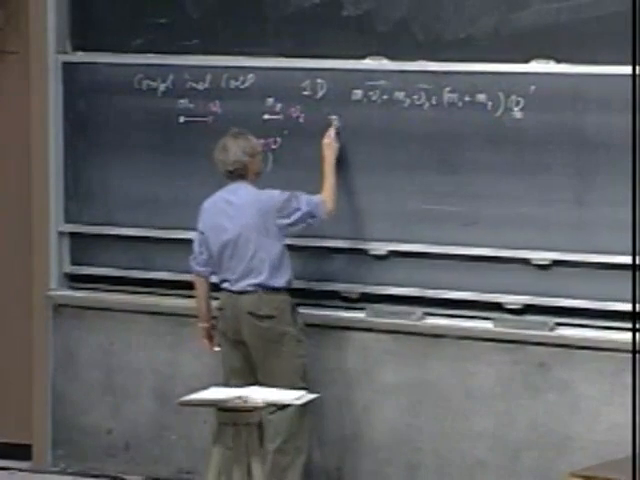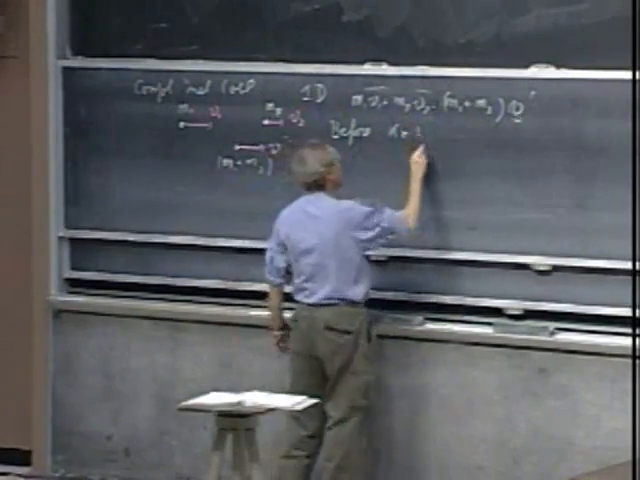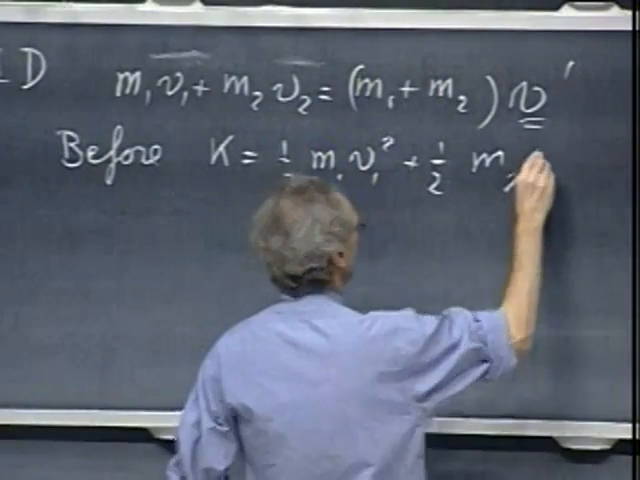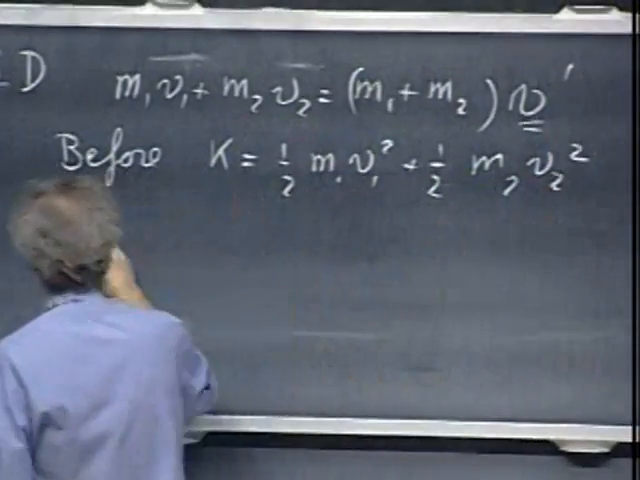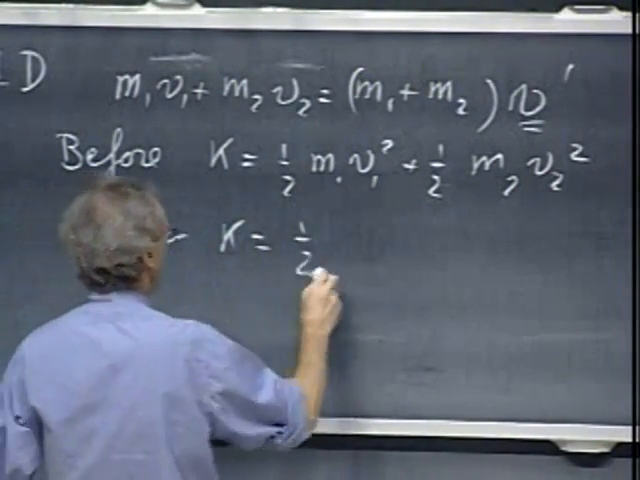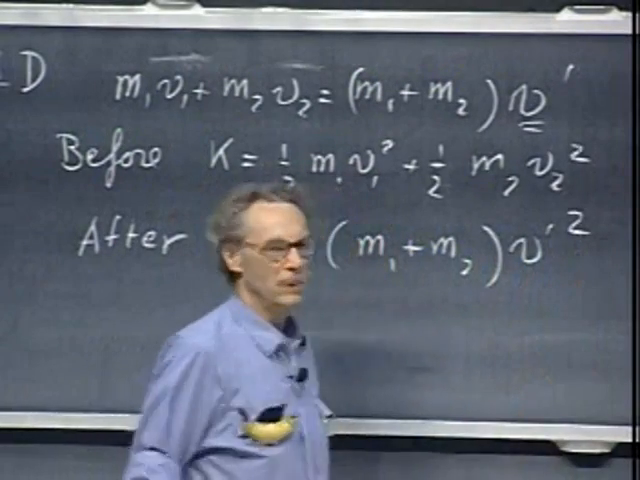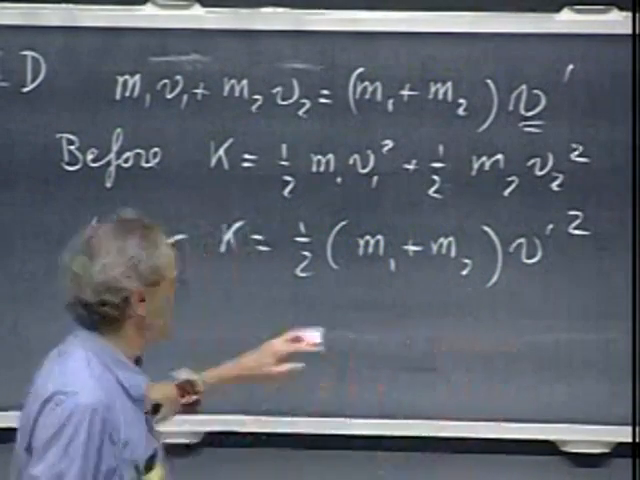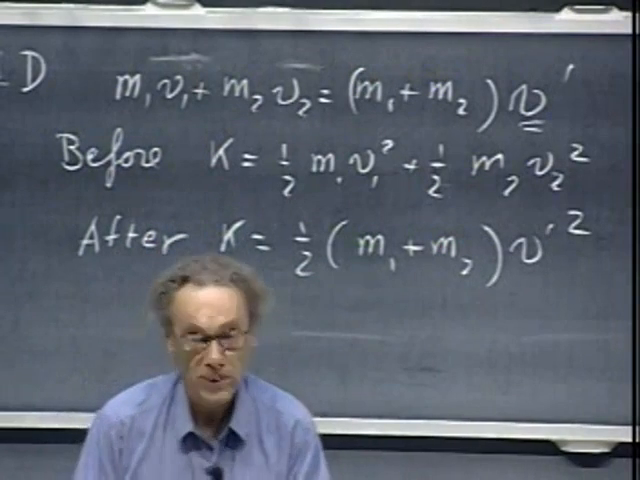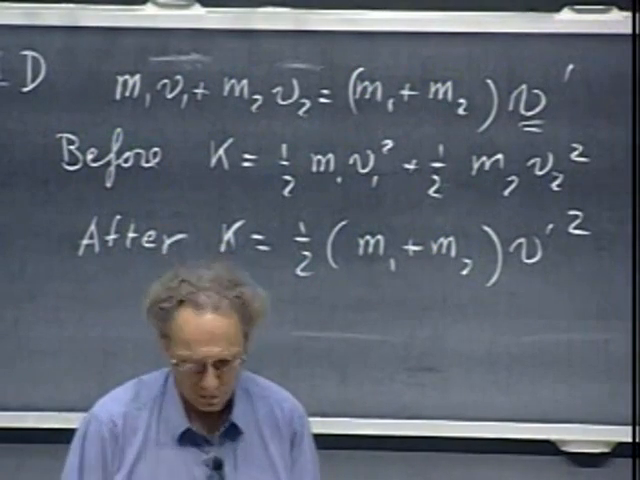Before the collision, your kinetic energy equals 1/2 m1 v1 squared plus 1/2 m2 v2 squared. After the collision, kinetic energy equals 1/2 m1 plus m2 times v prime squared, and you can easily prove that this is always less than that in case of a completely inelastic collision. There's always kinetic energy destroyed, which then comes out in the form of heat.